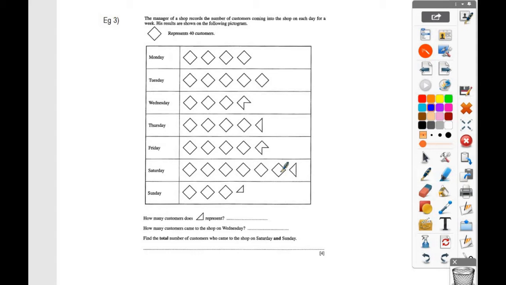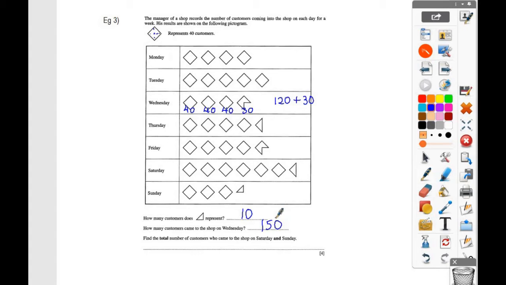How many customers does this triangle represent? If we look at the symbol itself at the top here, we can see that a triangle is a quarter of the whole symbol. So one triangle will be a quarter of 40, which is 10 customers. How many customers came to the shop on Wednesday? We have 40, 40, 40, and 3/4 of 40, which is 30. Altogether, we've got 120 and that 30 on the last symbol, which is 150.